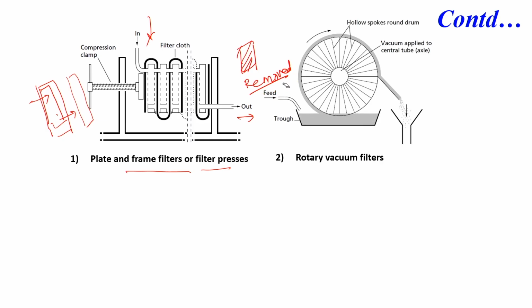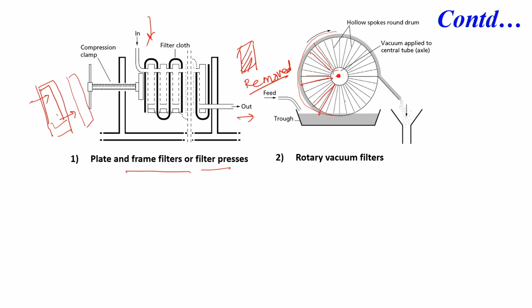In the case of a rotary vacuum filter, it has a cylindrical tube, and in the center you are applying the vacuum. So, you are having a suction here, and there are perforations in such a way that they are connected to the surface of the rotor, and the rotor surface is covered with the cloth. These are the hollow spokes, and it is covered with a cloth.